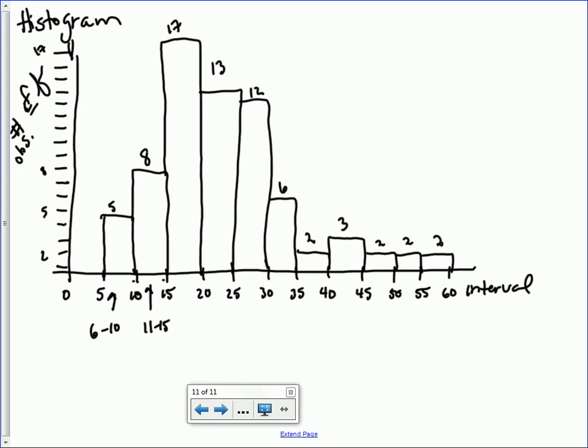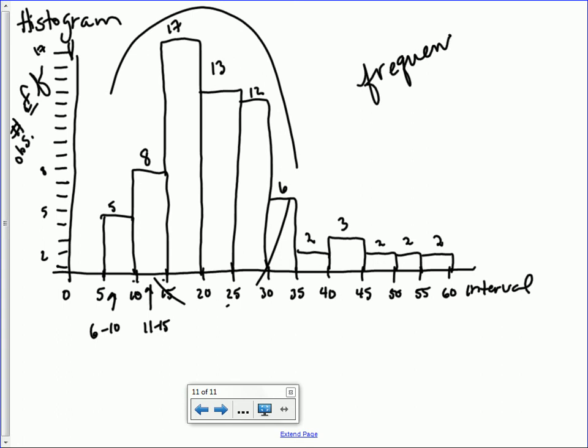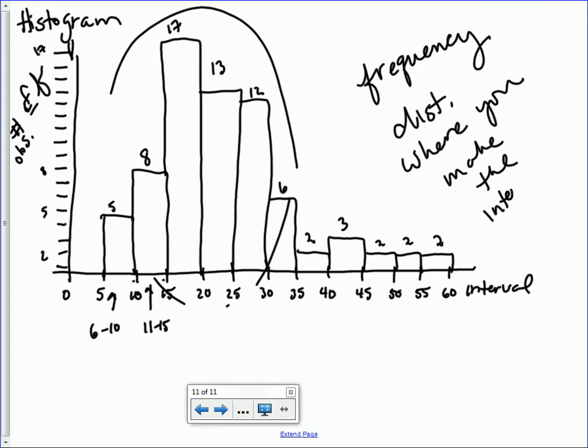Right, so from this data you can see that a lot of people lost weight inside here, whereas here, not so much. That is a frequency distribution where you make the intervals. Of course, there's a formula and weird stuff happens. For example, I have 1, 2, 3, 4, 5, 6, 7, 8, 9, 10, 11 intervals.